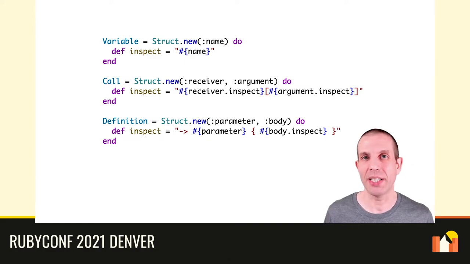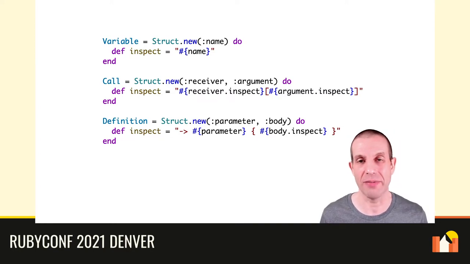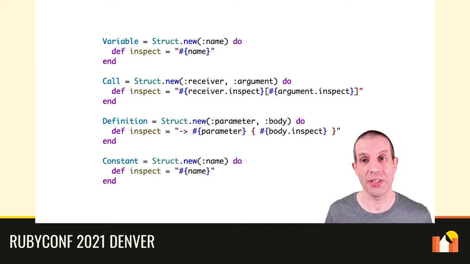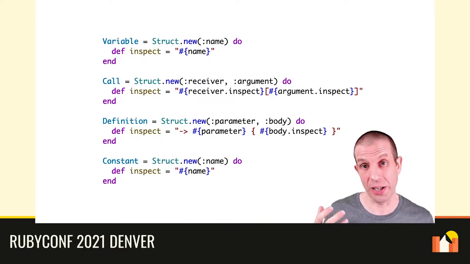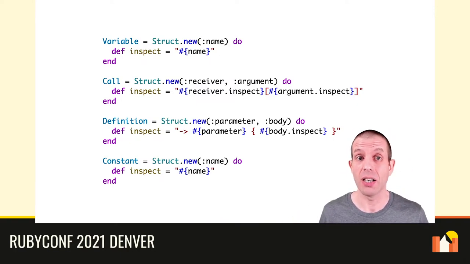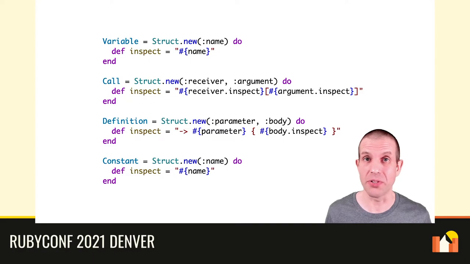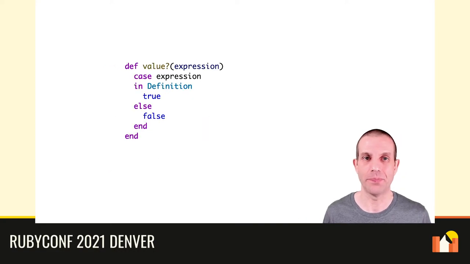To make this work, we need to introduce the idea of a constant, which is a sort of atomic value that we can pass around, even though it doesn't have any behavior. So our abstract syntax trees will contain constants, as well as variables, calls, and definitions. Constants have names, just like variables do, but unlike variables, they don't mean anything. They just sit there being whatever constant they are.